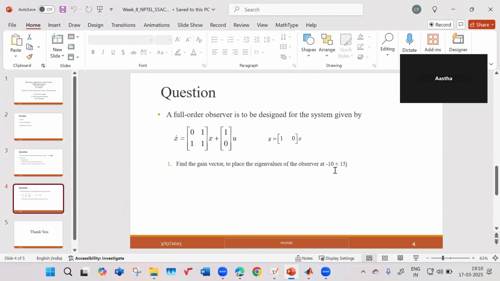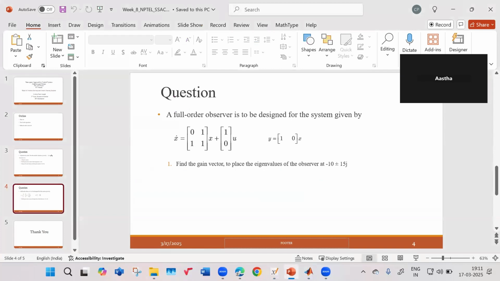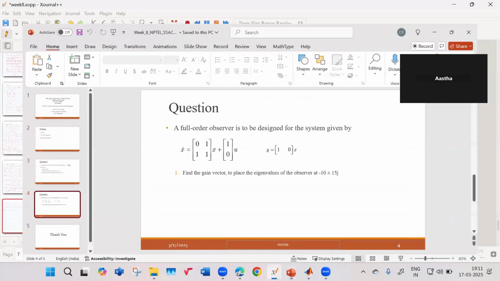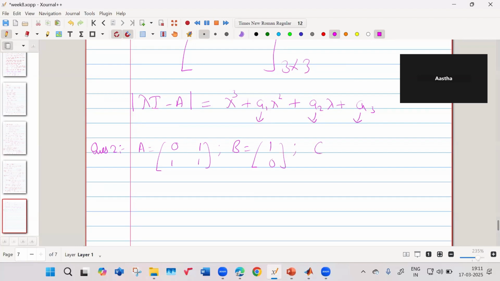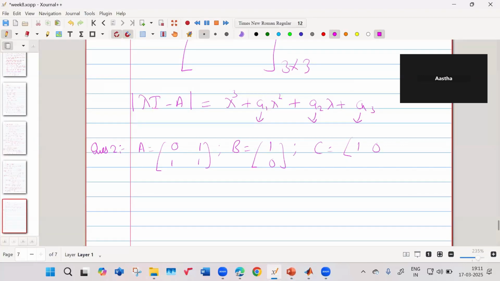Okay? So we have to design a full order observer for this system. So let us solve it. We will go for question 4. Our A matrix is given by 0, 1, 1, 1, 0, 1, 1, 1. B matrix is given by 1, 0. C matrix is given by 1 and 3. This is our A, B, C matrix which we have.